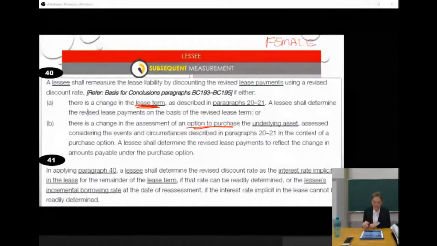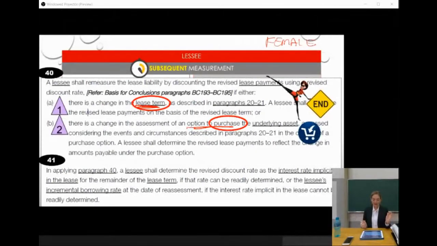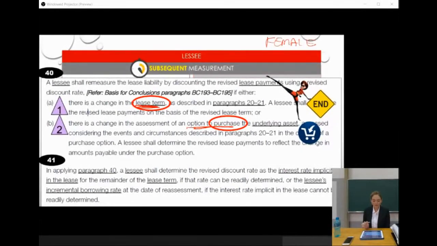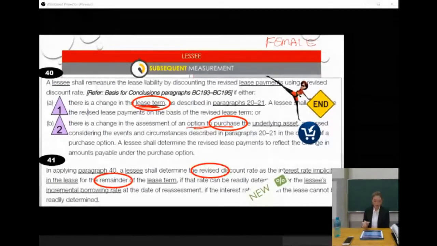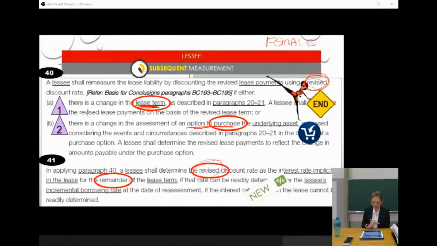Okay, so when we have these remeasurements, the first one is the option to extend, or maybe an option to terminate the lease earlier. So that has to do with a change in the lease term. And the second one has to do with a purchase option, if we change our minds there. Now, when this happens, paragraphs 40 and 41 tell us that we have to use a revised discount rate, so a new interest rate. And then we have to calculate it over the remainder of the lease term.